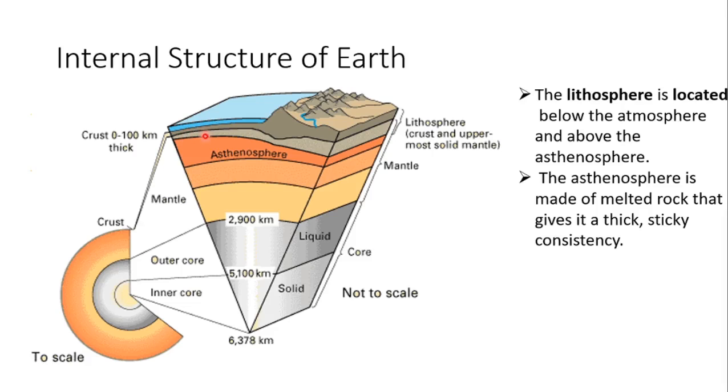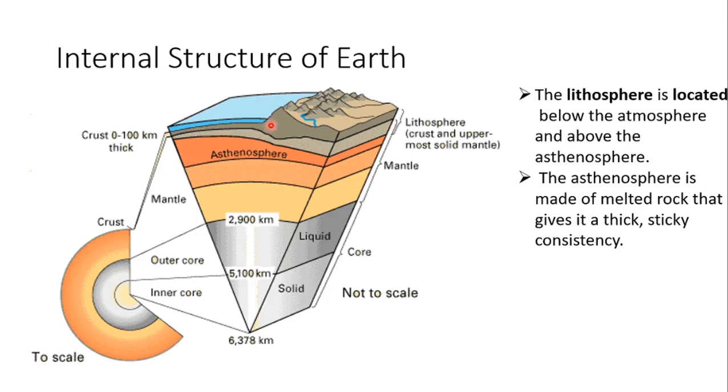Beneath the crust is a layer. You can see here, I am talking about this layer. So beneath the crust, it is a layer of rocky material, and this layer is solid, rigid, and relatively cool.